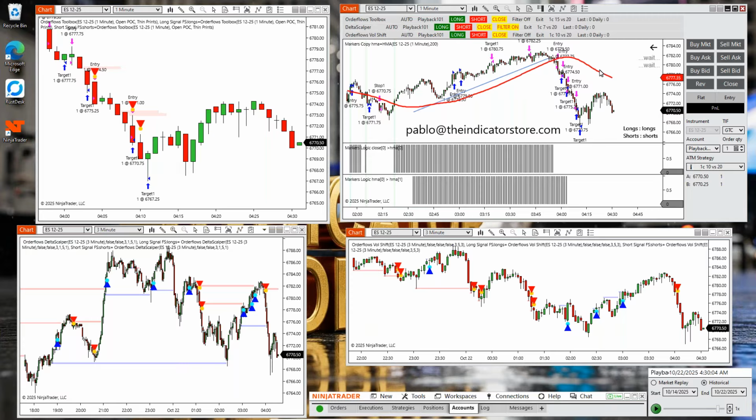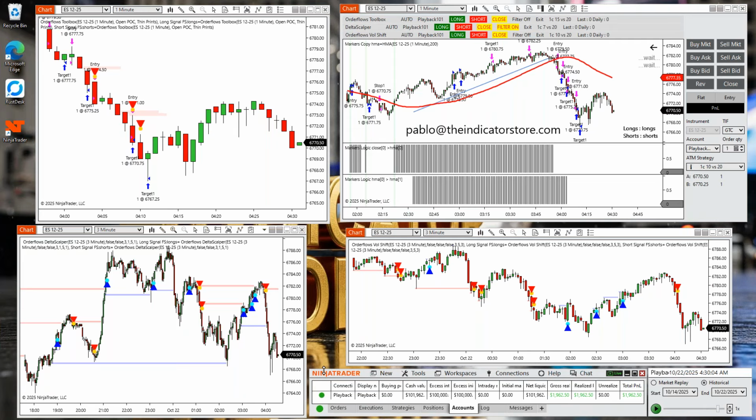Actually, back in March of this year, I believe it was, Pablo and I did a presentation on using markers with the toolbox. It's a great combination, because toolbox differs from, say, Orderflows Trader, which is the footprint chart. On the footprint chart, it'll show you when you have a thin print and when you have an open point of control, like he just showed you on this toolbox chart. With Orderflows Trader, it's just going to identify when the thin print appears, as well as when the open point of control appears.